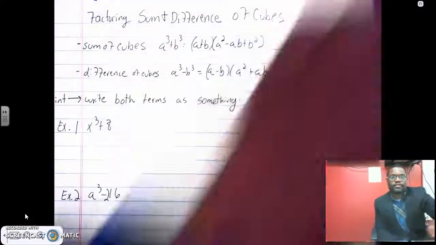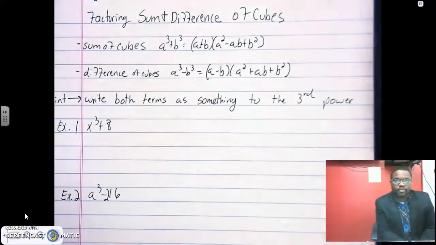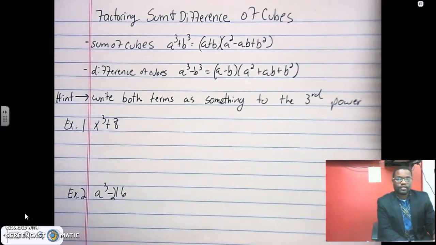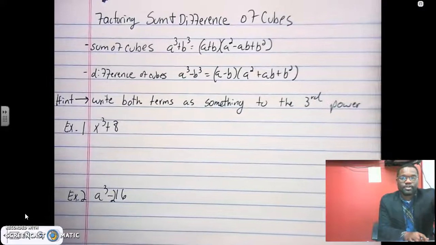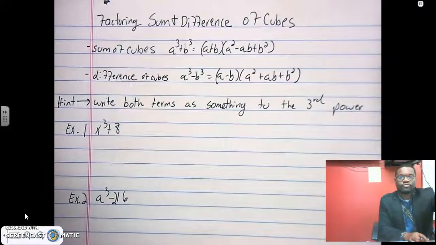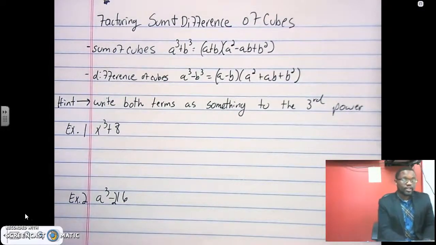Alright, today guys, what we're going to do is look at and try to understand how to factor sums and difference of cubes, which should not be confused with difference of squares. Cubes is something to the third power or multiples of 3, and squares are to the second power or multiples of 2.